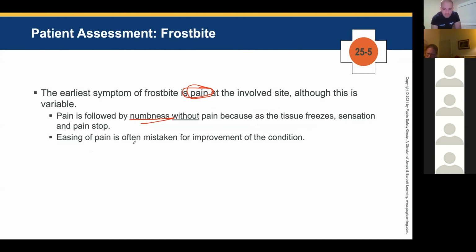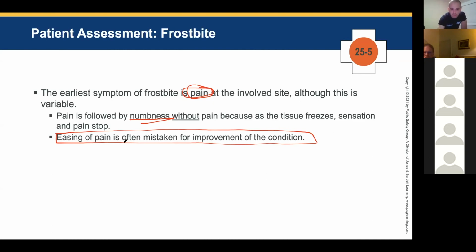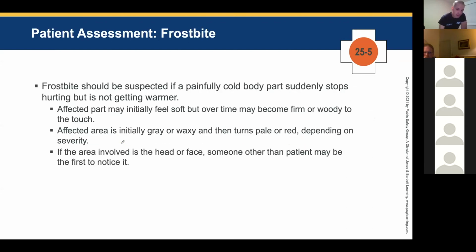Easing of pain is often mistaken for improvement of the condition. So this can actually mask your assessment, right? If your patient says, my extremity, my nose, my cheeks, my ears, they were in pain, but now they're not, that might clue you in that something is going on that we need to look at. Frostbite should be suspected if a painfully cold body part suddenly stops hurting, but is not getting warmer.